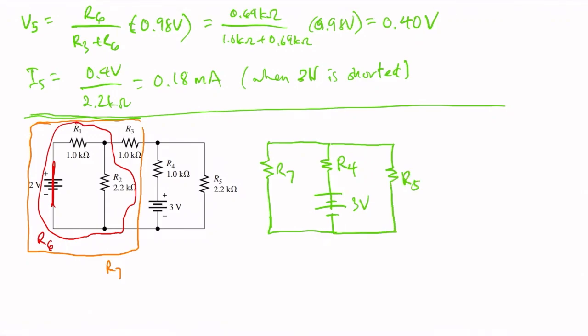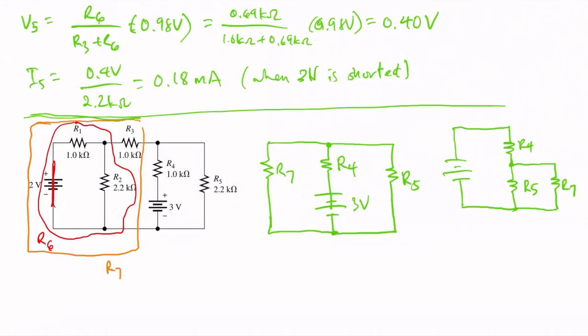Okay, how do we redraw this? So first let's draw the 3 volt source voltage, like so. Then we know that it's connected to R4, like so. And then there's a junction that connects to R5 and R7. Now the other end of R5 is connected to the negative terminal of the 3 volt source. And also the other end of R7 is connected to the negative terminal of the 3 volt source. So this is what it looks like.